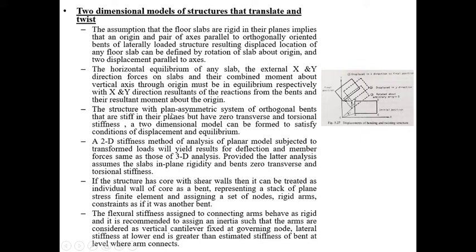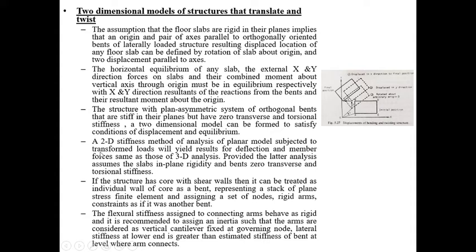Then for the structure with a plan-asymmetric system of orthogonal bends that are stiff in their planes but have zero transverse and torsional stiffness, a two-dimensional model can be formed to satisfy the conditions of displacement and equilibrium. So when the plan is asymmetric and the bends have zero transverse and torsional stiffness, we can go for a 2D model to satisfy the displacement and equilibrium.